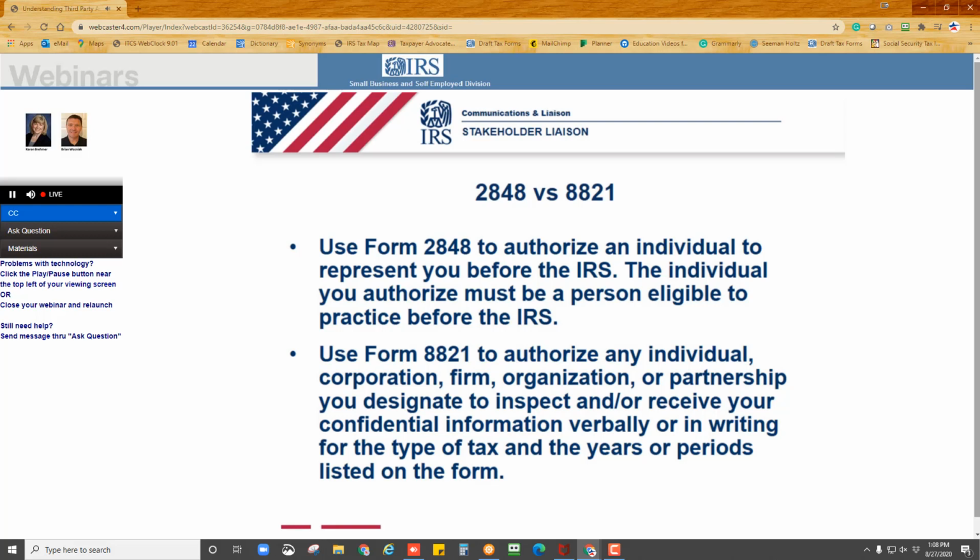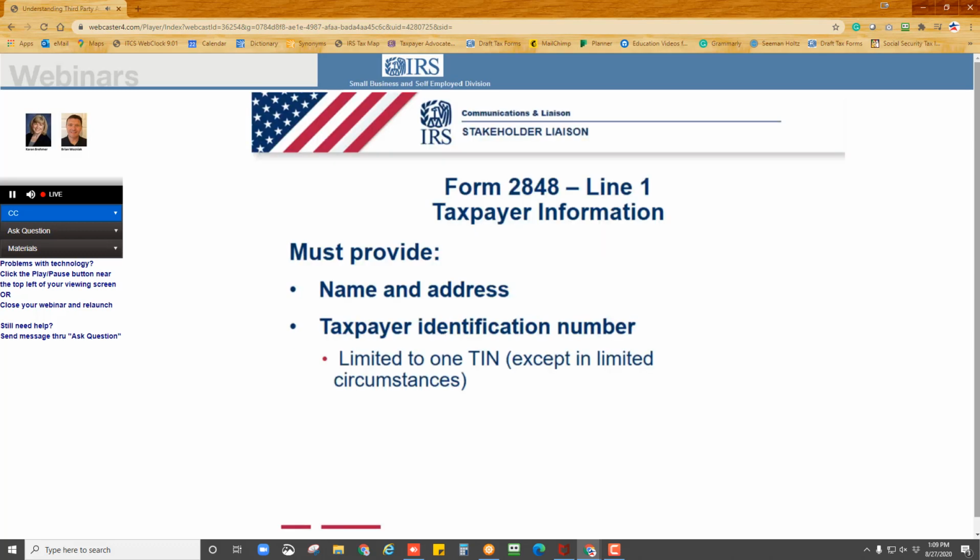annual filing season program. Form 8821 is used when the taxpayer wants to allow any individual, firm, or organization to inspect or receive their confidential tax information. So Form 8821 allows the IRS to give information to that person or firm about the taxpayer, but it's not the same as actually being able to represent the taxpayer. That's what Form 2848 is for. So now I'll turn it over to Brian, and he'll start telling you more about Form 2848.